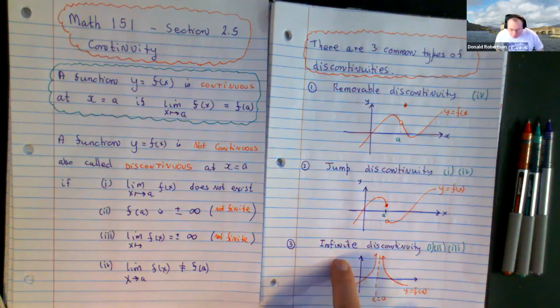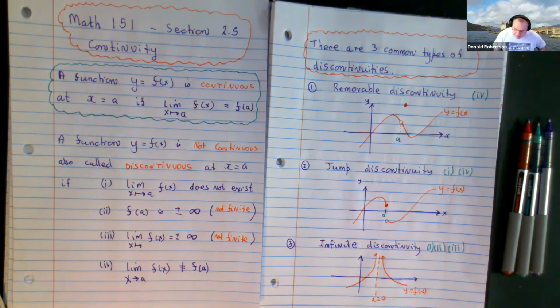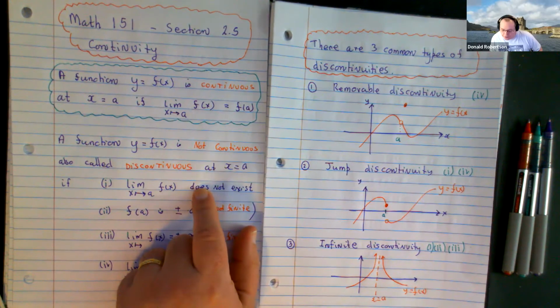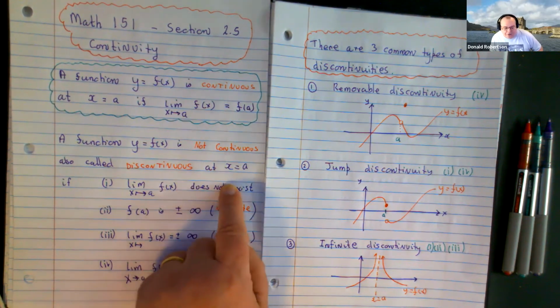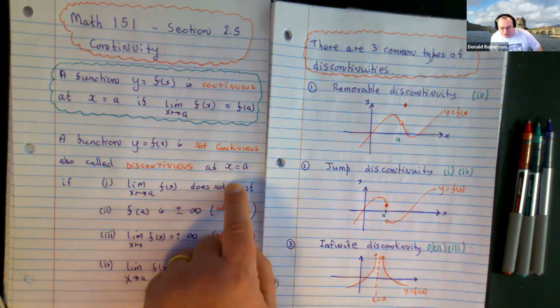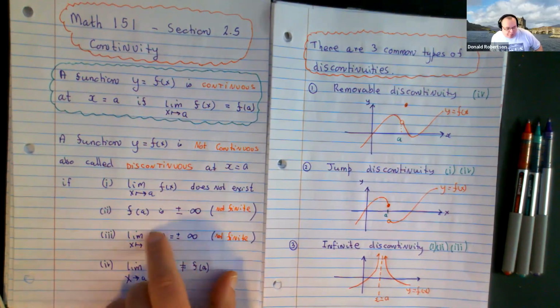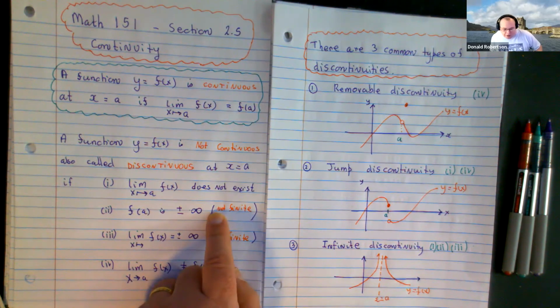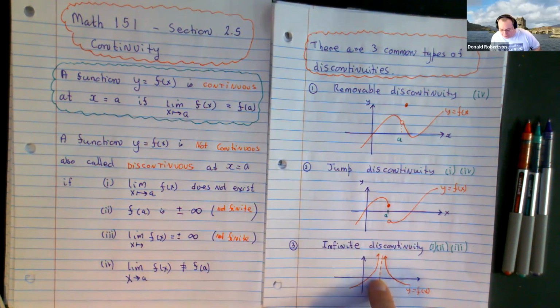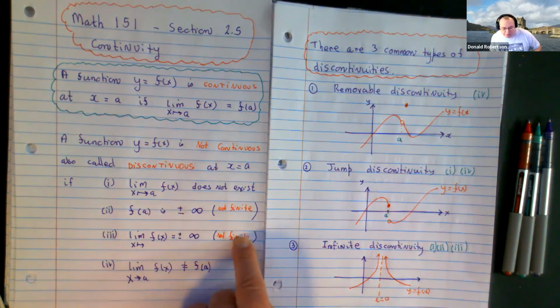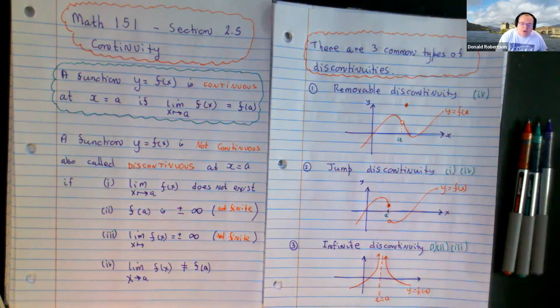And then we have the third kind, which is called an infinite discontinuity, and we would think of them as vertical asymptotes. So x equals a, there's a vertical asymptote, and it fails under number 1 because the overall limit does not exist, meaning it has to be a number to exist, and it's not. It fails under number 2 because the value of the function is either plus or minus infinity. And it fails under the fact that the limit is also infinite.